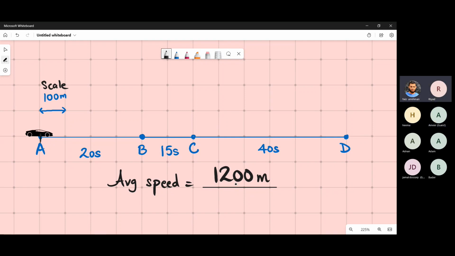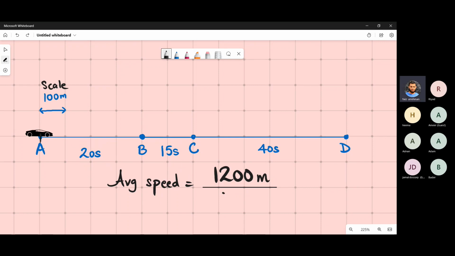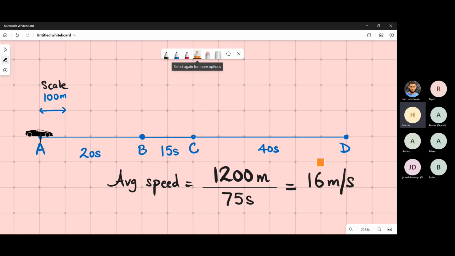And then over time. What is the total time taken by the car? 75 seconds. Simple. So now you can use your calculator and tell me the answer. No need for a calculator for this one, this is easy math. Tell me. 16. Yes, 16. I have a calculator in my brain. Good one. So 16 meters per second will be the answer.